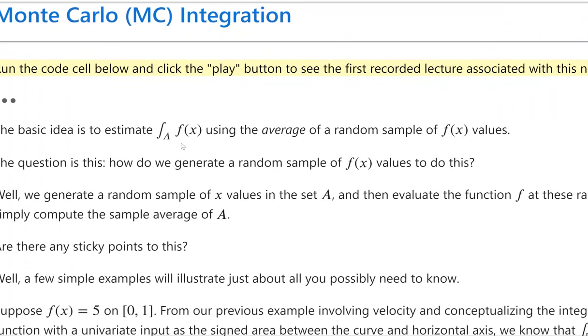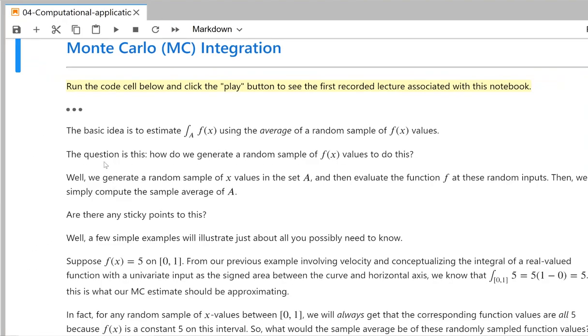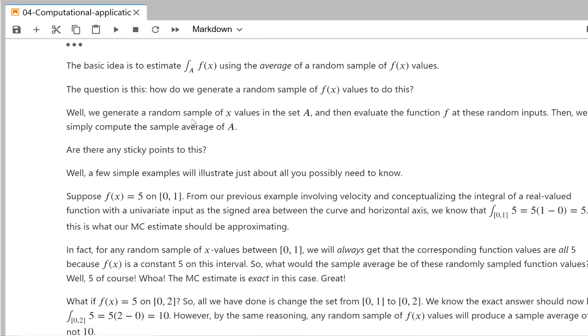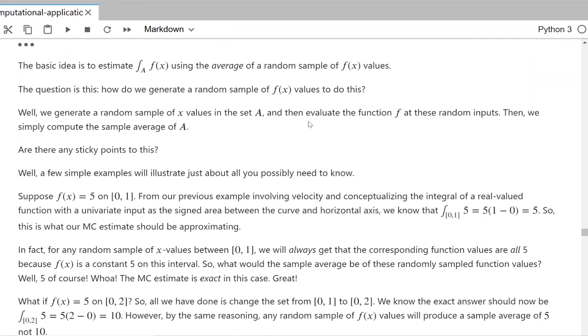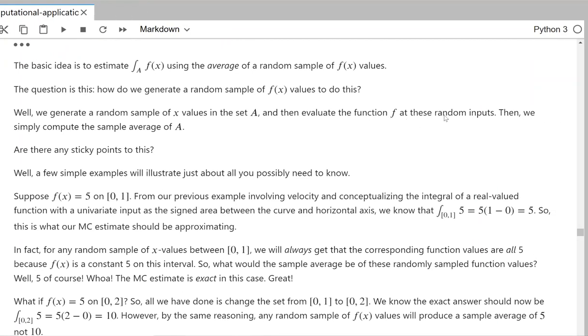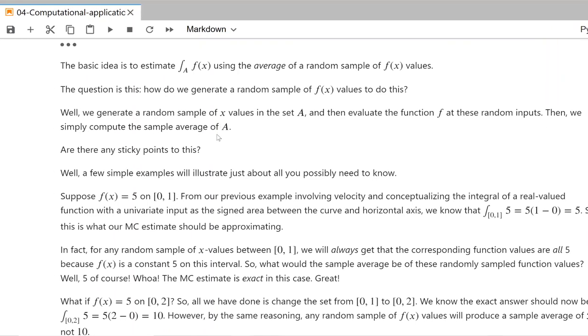Is to estimate the integral of a function f of x over a set A using the average of a random sample of function values. The pertinent question is, how do we generate a random sample of function values in order to do this? Well, we generate a random sample of the x values in the set A, and then we evaluate the function f at these random inputs. Then we simply compute the sample average.